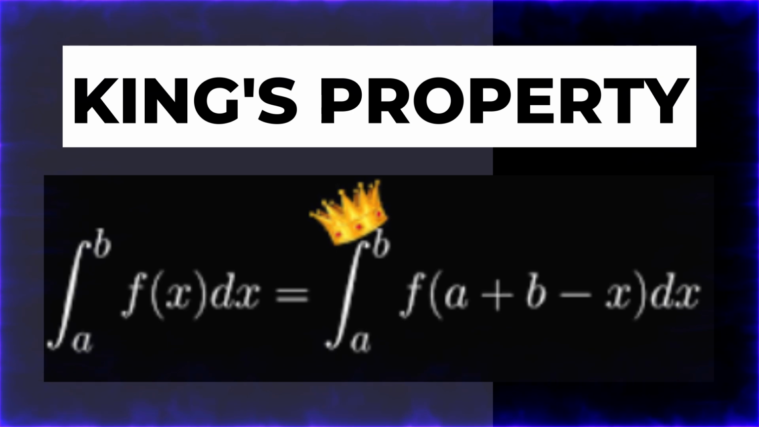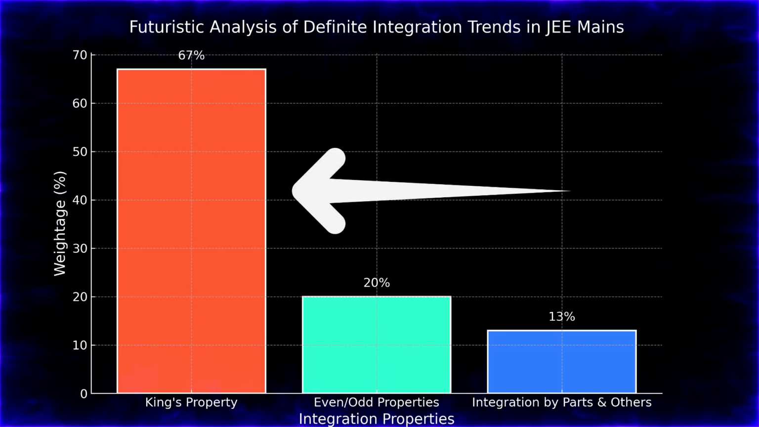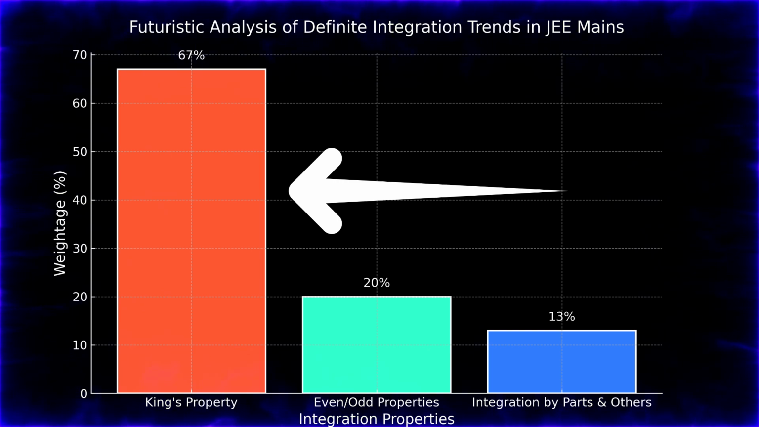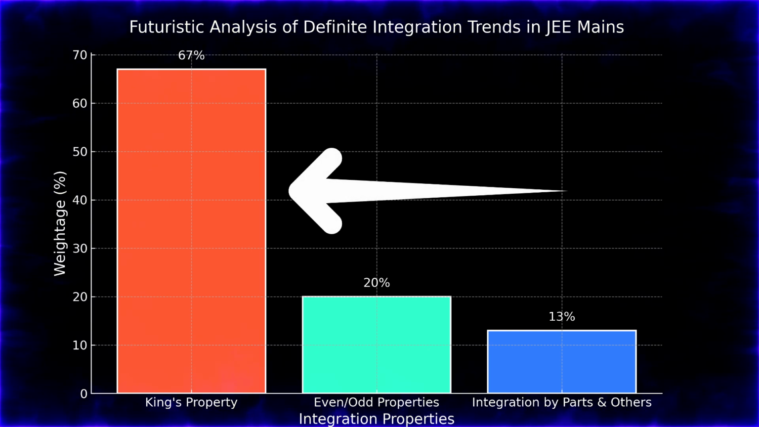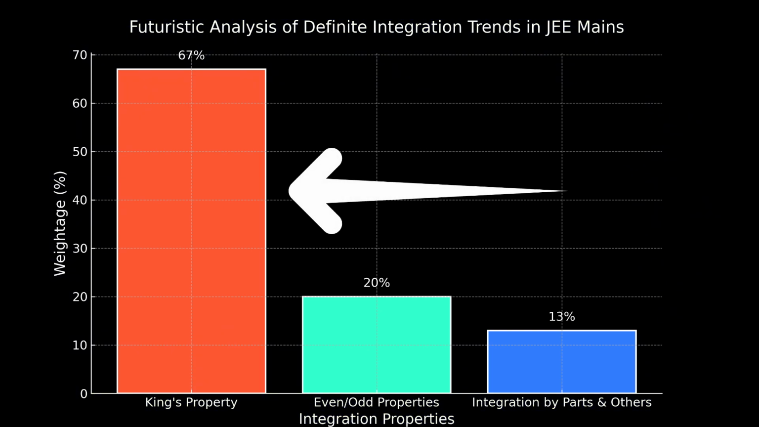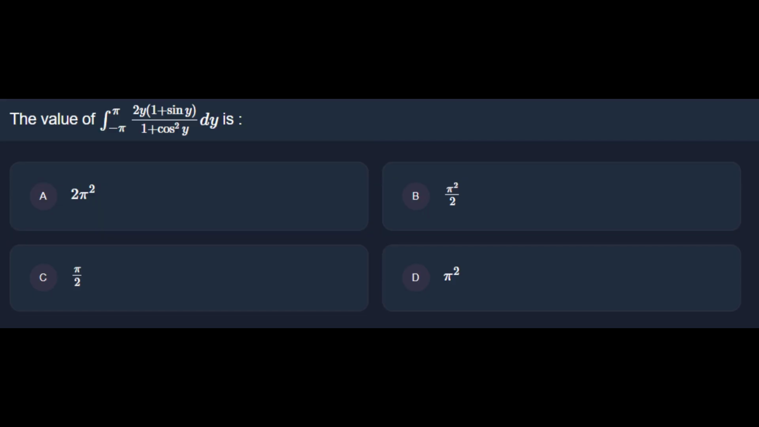So this is called the King's property, and this property is so useful that when we do an analysis of JEE Mains papers, it seems that out of all definite integration problems, 67% of the problems are from this property only. This is so useful and we are going to see it in full detail and how to use this property. So let us take this first problem as an example and we will do five such problems.